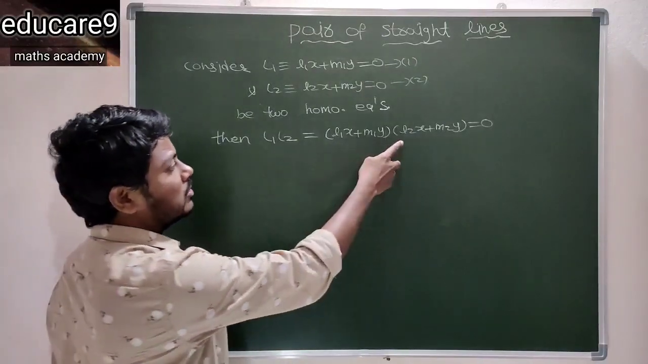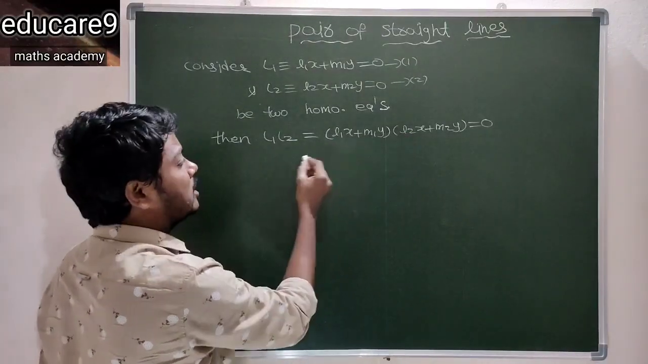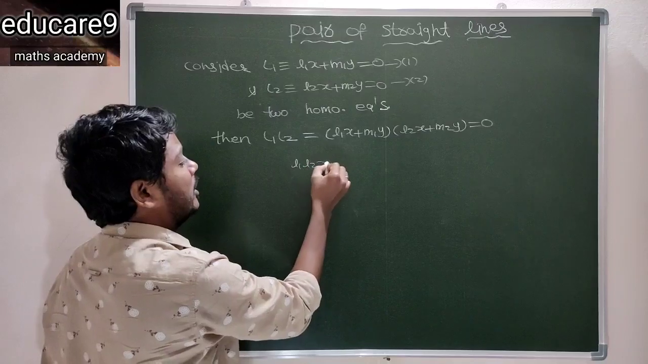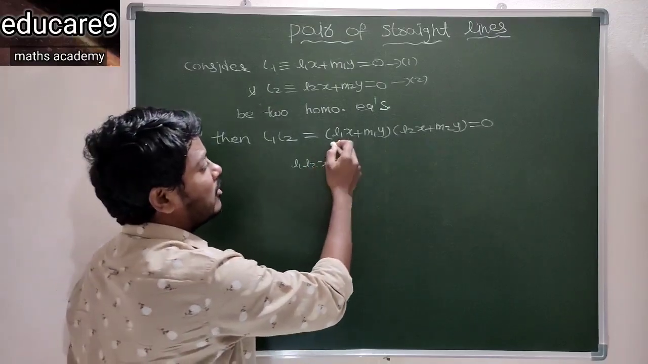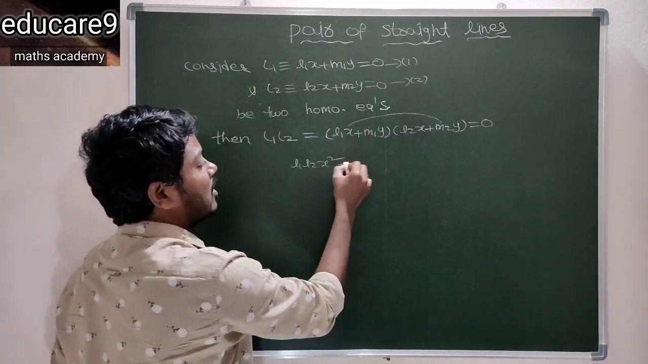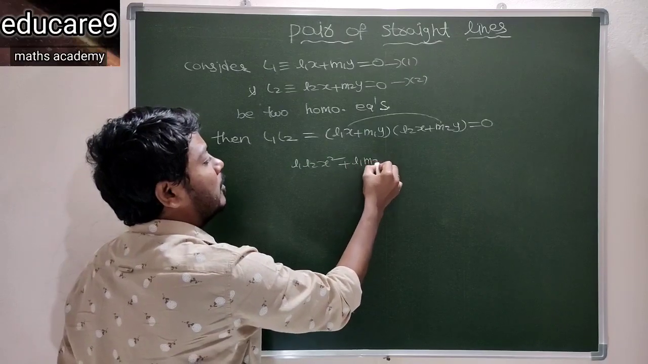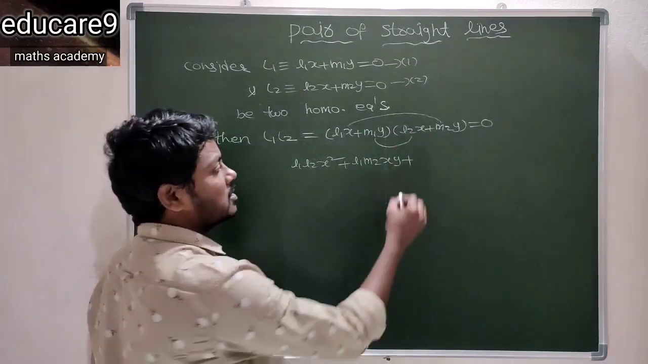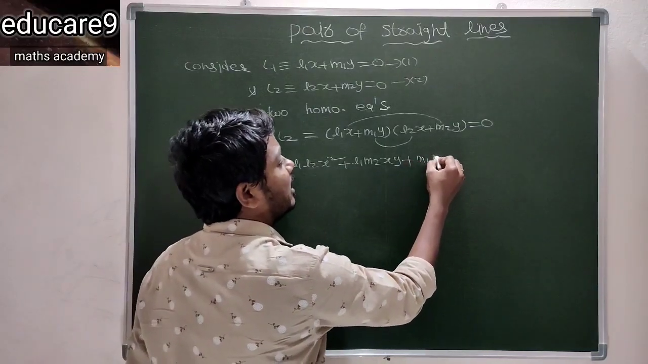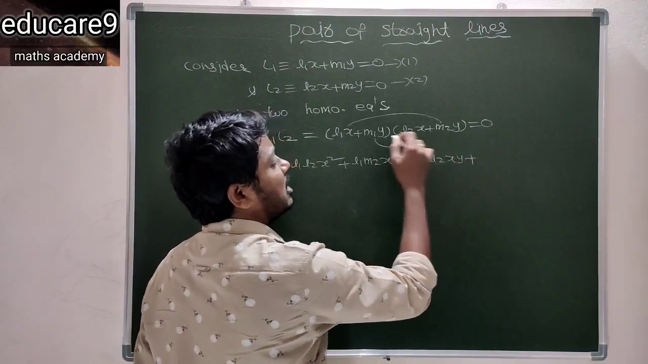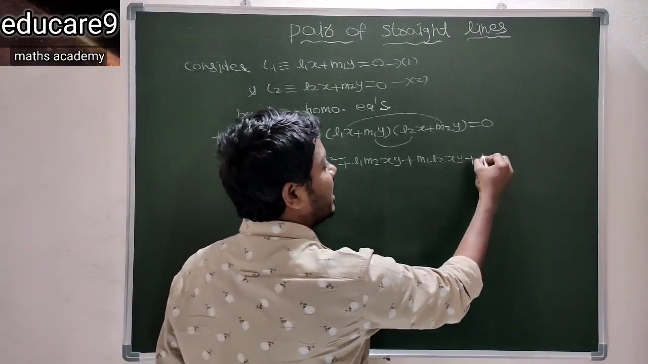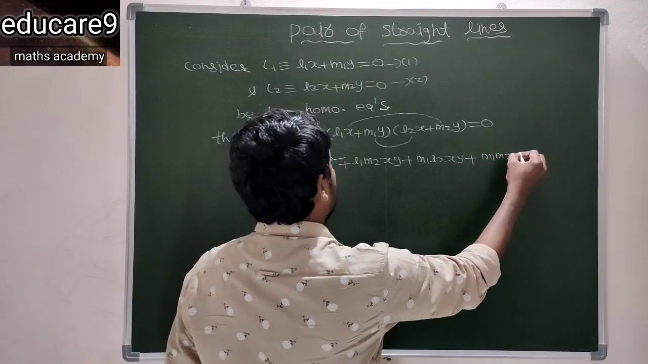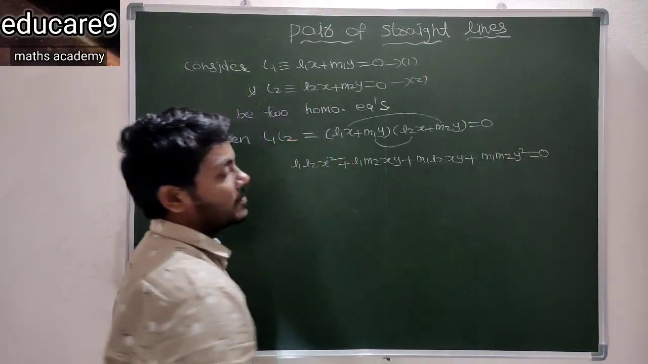Now multiply these two, what you get? L1 L2 x square. Next, first term and second term: L1 M2 xy. Next, second term into first term. So what is that? M1 L2 xy. Next, last term. You will get M1 M2 y square is equal to 0.